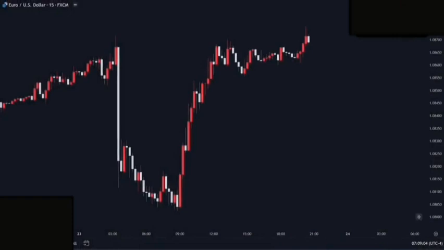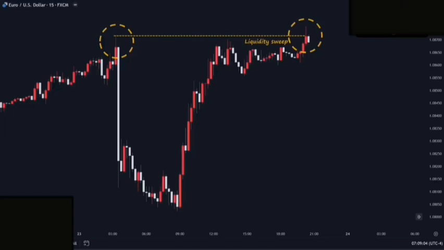Once more, we have the Euro-Dollar 15-minute time frame chart. If we take a closer look at the chart, we see that price has taken out the liquidity above this structure by a single red candle here, followed by an immediate push in price to the downside, with the price returning to the range below the previous high. Consequently, we've pinpointed a valid liquidity sweep pattern.